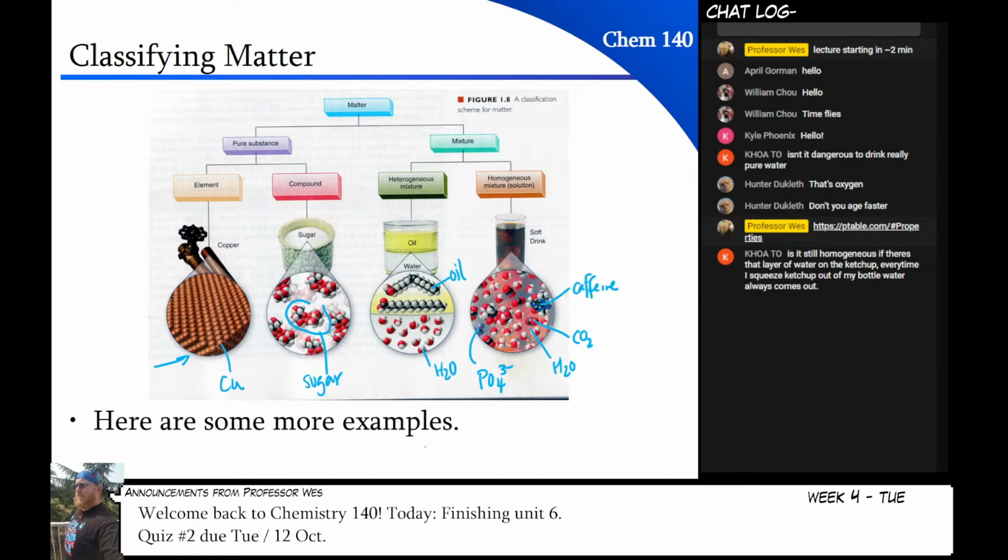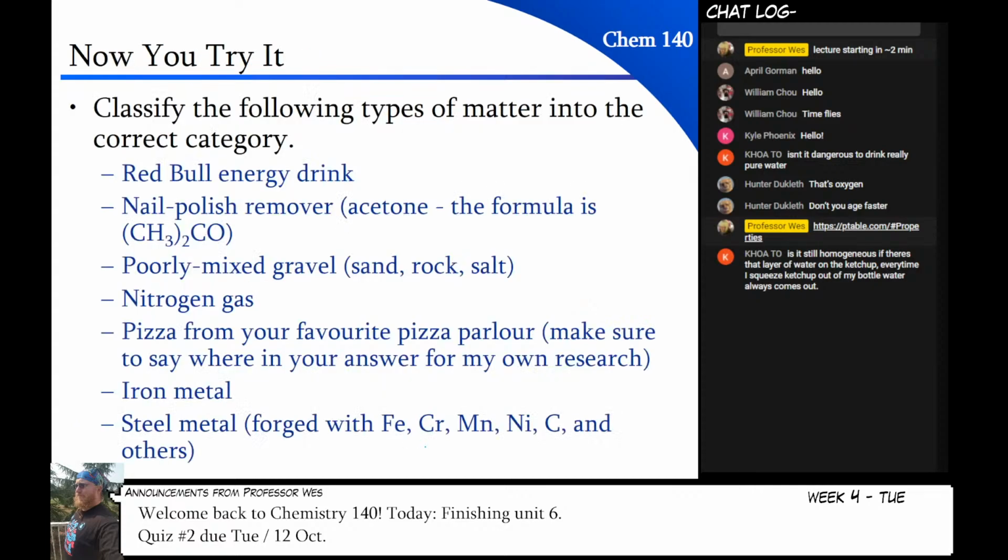So hopefully the visual examples help you get a sort of idea of what atoms look like, because that's what we're going to talk about in the next section. All right, so I have some practice for you. I'm going to number the problems again.